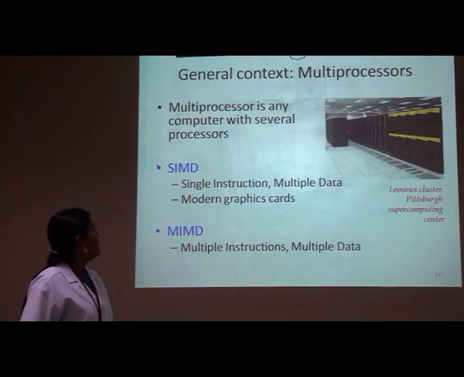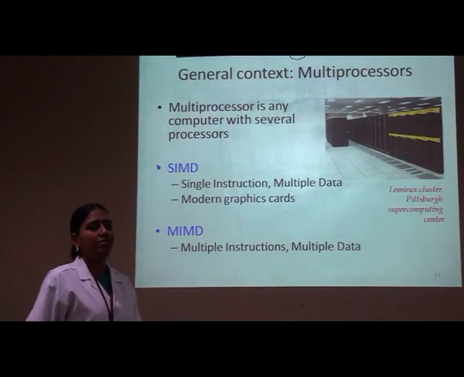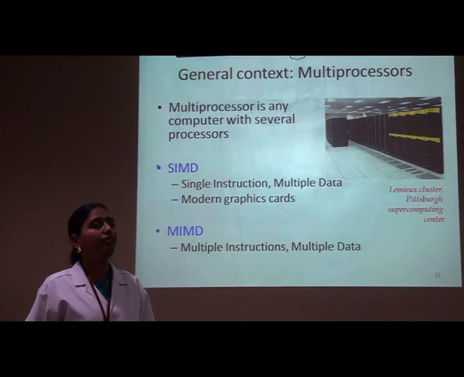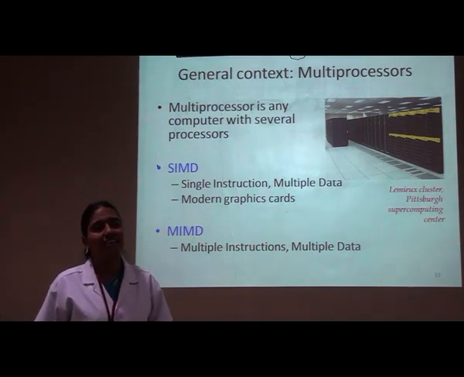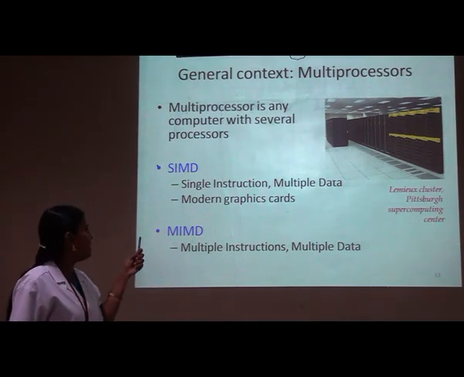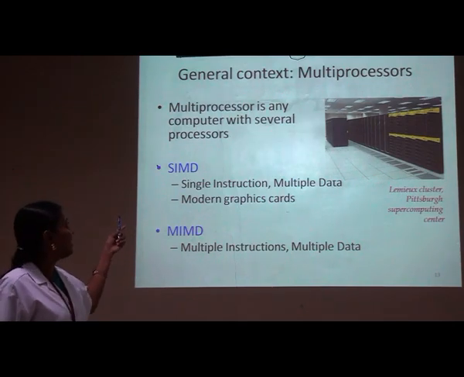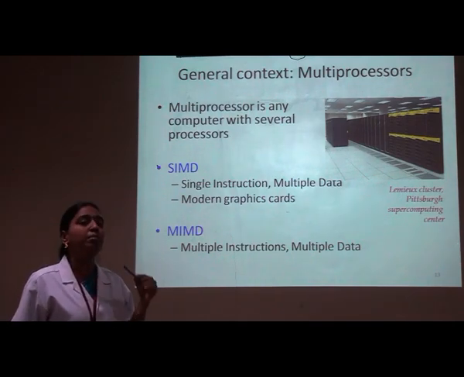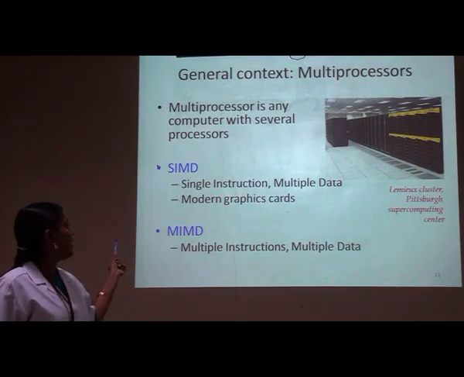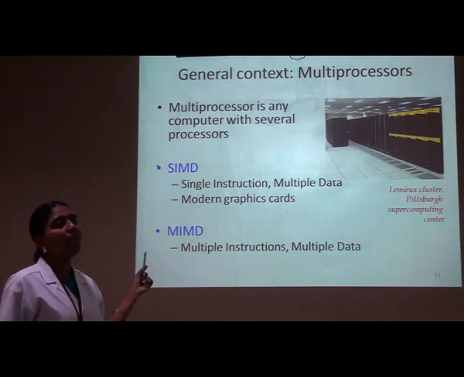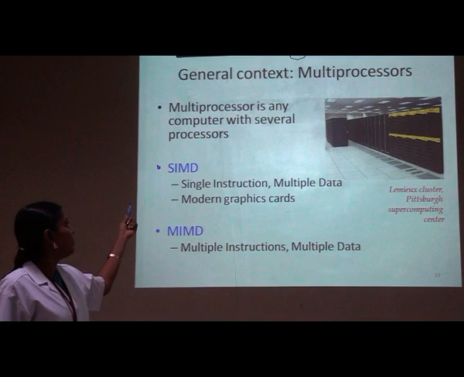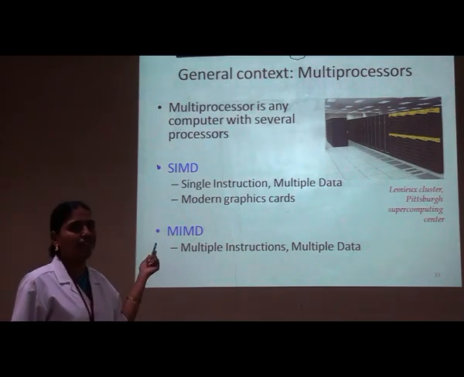So here in multi-core processors, we are referring to two main systems. What are they? SIMD and MIMD. SIMD is single instruction, multiple data stream. MIMD is multiple instruction, multiple data streams. We prefer SIMD for modern graphics cards.